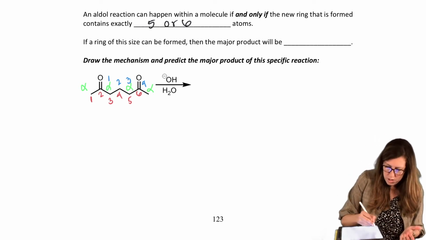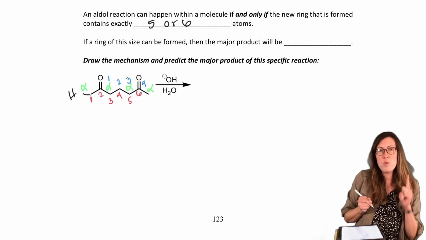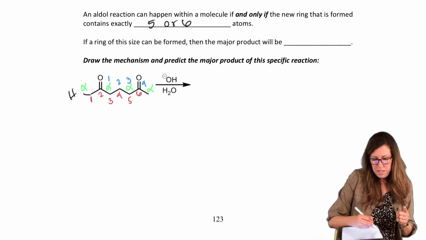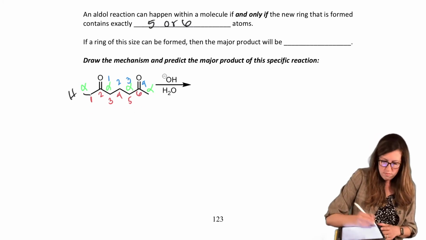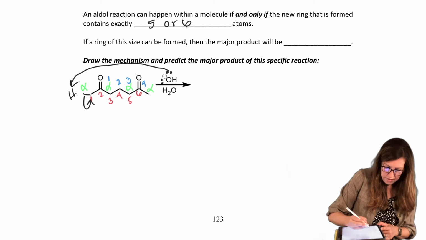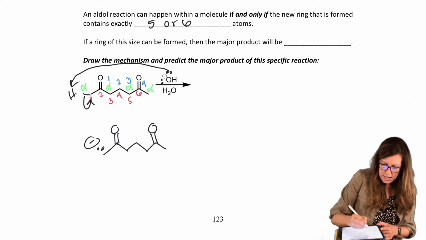So the winner I'm going to put is the red guy, the red path. Where I started at 1, that's the one I'm picking for the enolate, because notice I stop my numbering at the other carbonyl. That means that if this one attacks this one, I get a 6-membered ring. So let's draw that mechanism. Deprotonate, make your enolate. And attack, intramolecular.